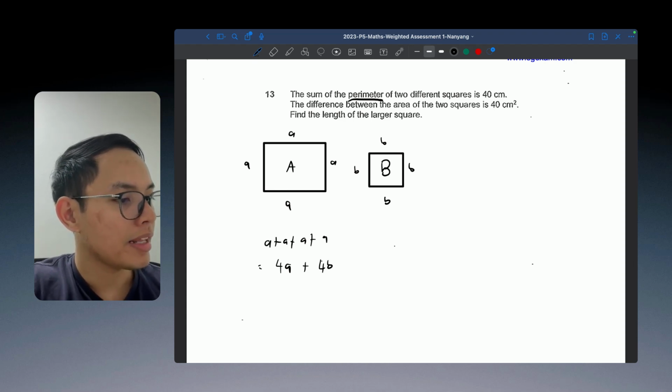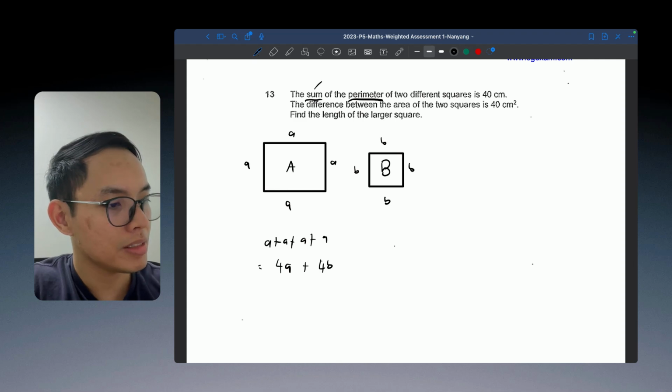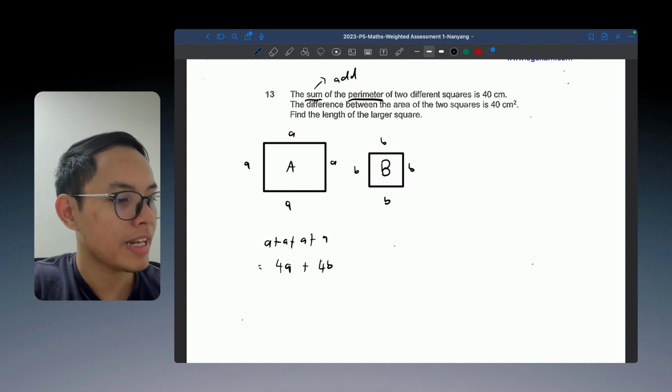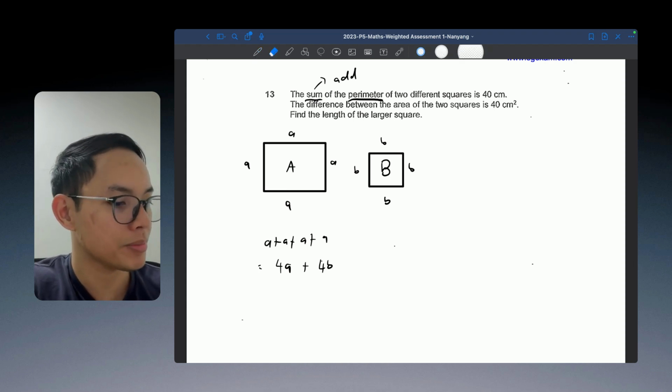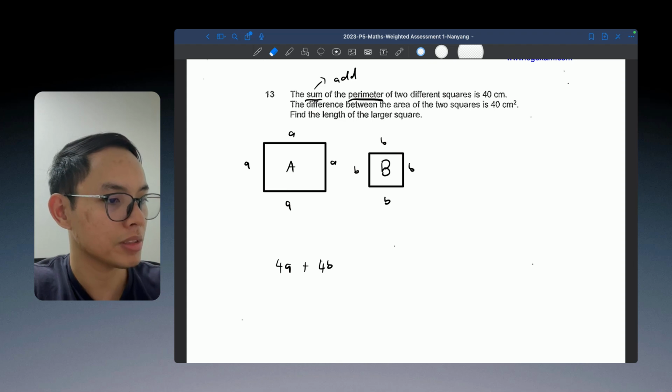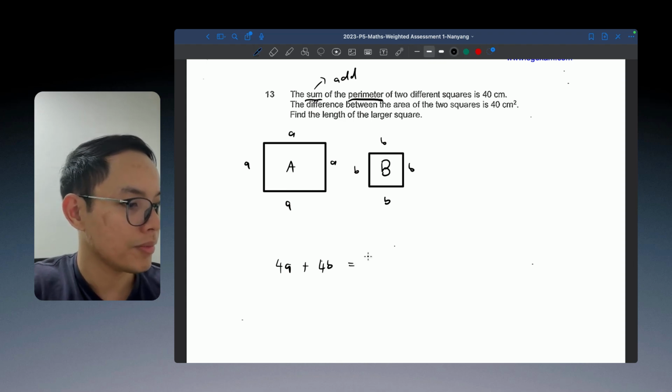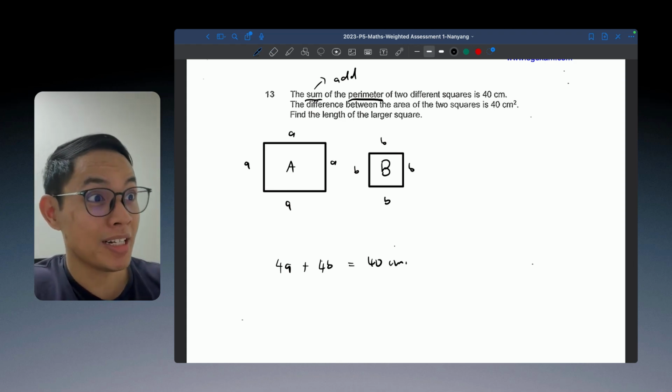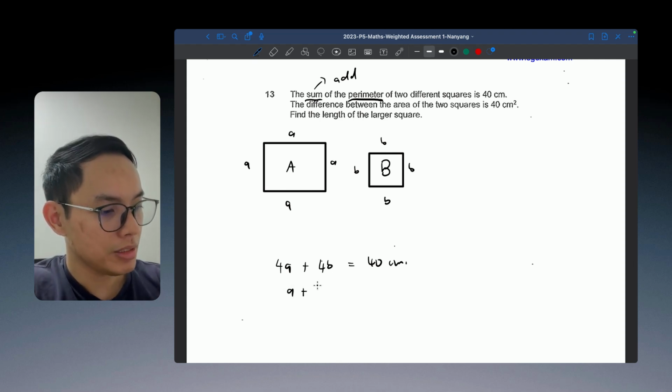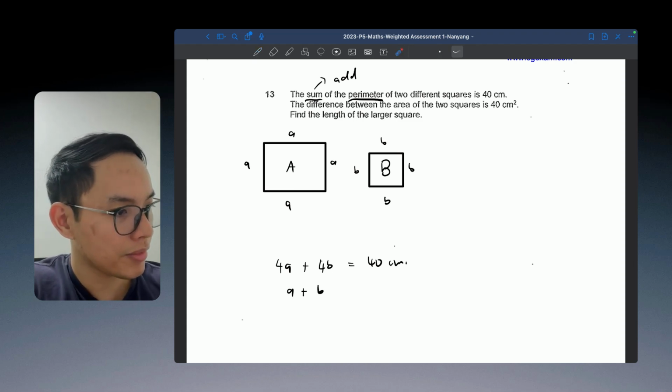So why do we add them up? Because the sum means the addition of the two perimeters is 40 cm, which is what we see over here. Okay, so do you see a common number here? 4, right? So we can simplify it even further. So we can say A plus B, because we divide them by 4.